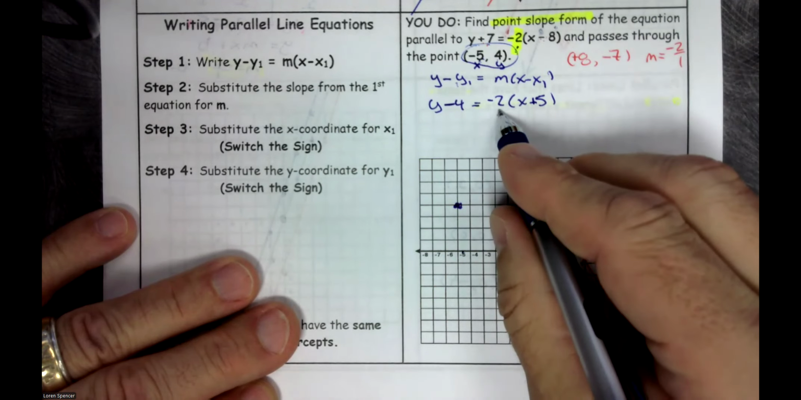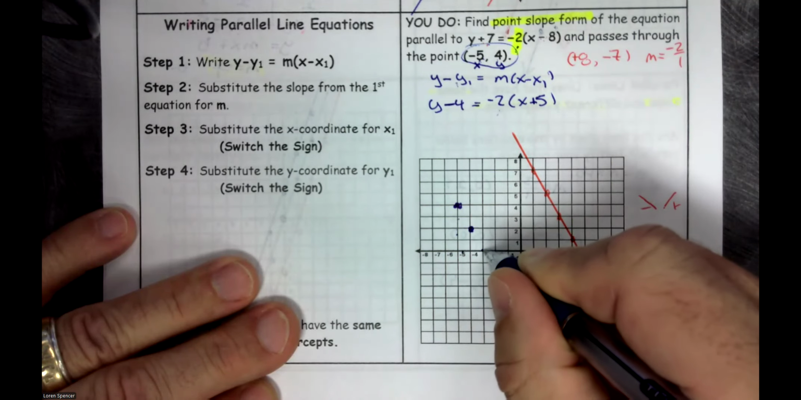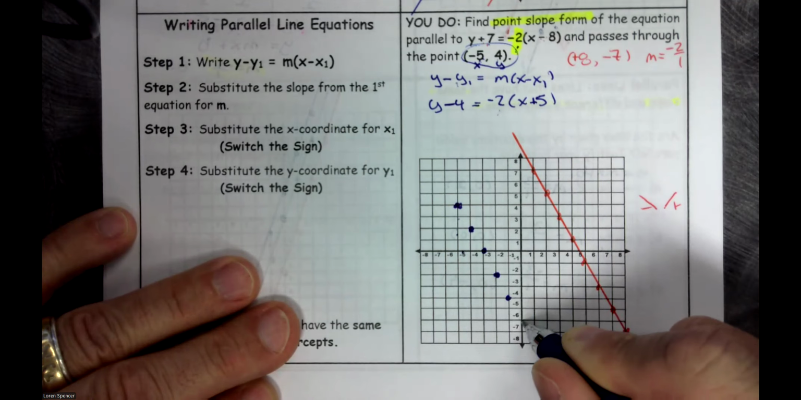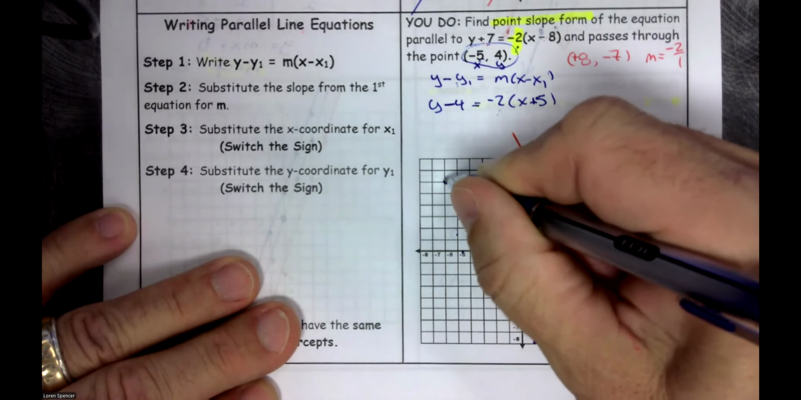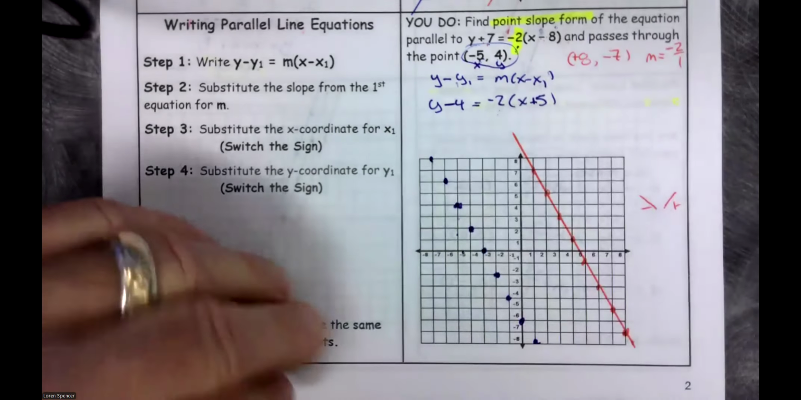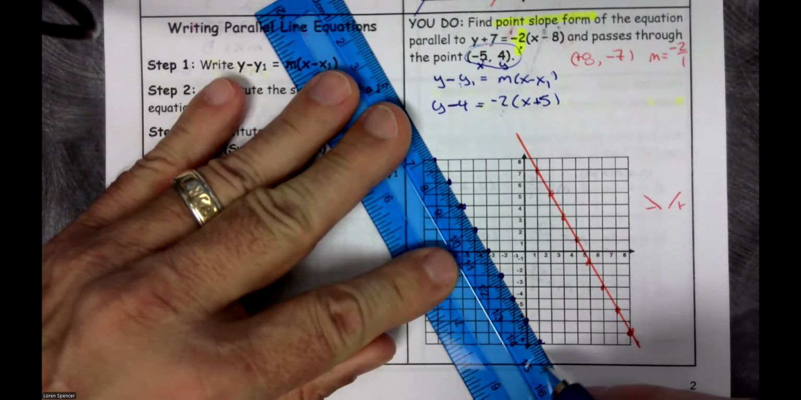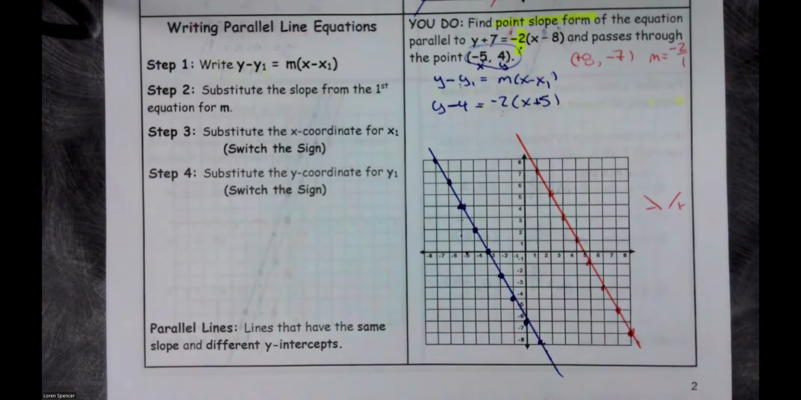All right, well, we have a -2 slope. So 1, 2, and all I'm doing is counting up 2 and over 1. And once again, we end up with 2 parallel lines. Okay, please remember parallel lines, lines that have the same slope and different y-intercepts. Slopes must be the same.